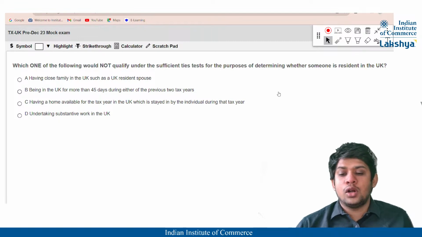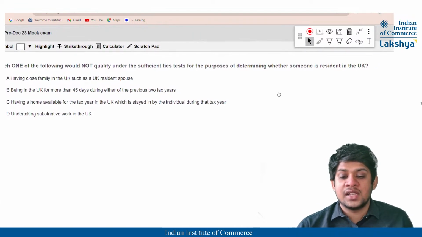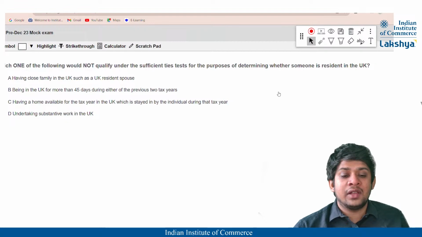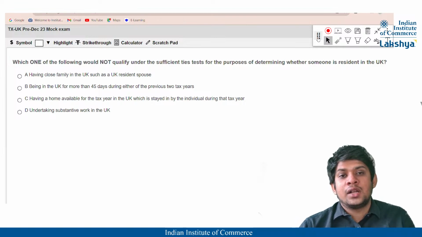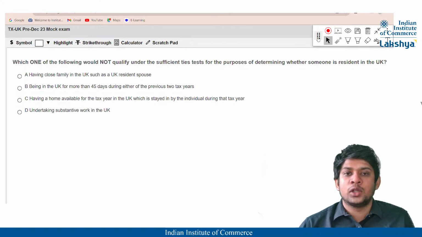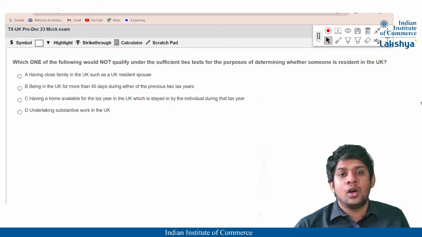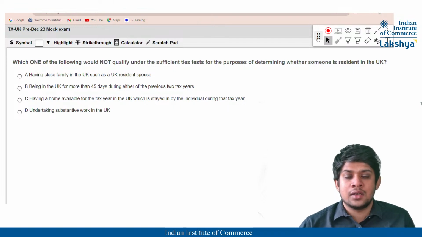Which one of the following would not qualify under the sufficient ties test for purposes of determining whether someone is resident in the UK? There are certain ties for determining residency if you cannot be determined automatically non-UK resident or automatically UK resident. You rely upon the ties. There are 5 ties, and depending on your previous year's residency, according to those ties, you might be UK resident or you might not be, depending on the number of ties you've met.